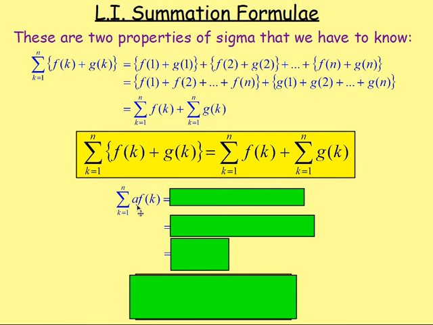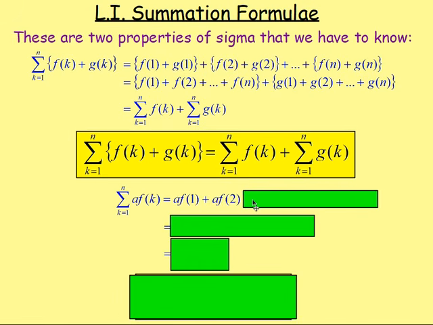Second property is if you have a constant multiplied by the function, and again you're subbing in a starting value all the way up to a finishing value, in this case k equals 1 all the way up to n. To work that out, you'd have a times f of 1, and then a times f of 2, and then a times f of 3, and then 4, all the way up to a times f of n.